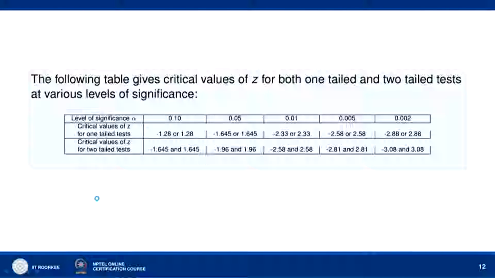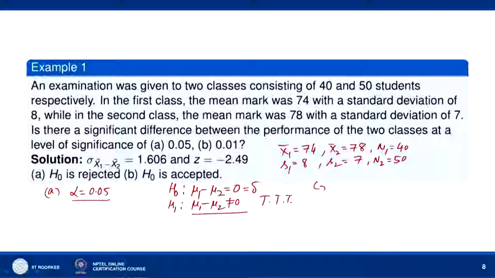So, let us see. For 0.05 with the two-tailed test, the critical values are minus 1.96 and 1.96. So, the critical values of Z are minus 1.96 and 1.96. This is minus Z alpha by 2 and this is plus Z alpha by 2. If Z lies between minus 1.96 and 1.96, then H0 is accepted, otherwise it is rejected. So, let us find the value of Z.